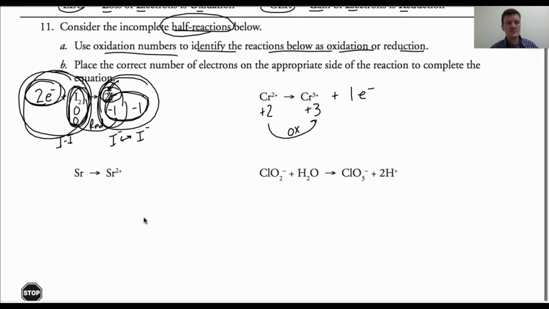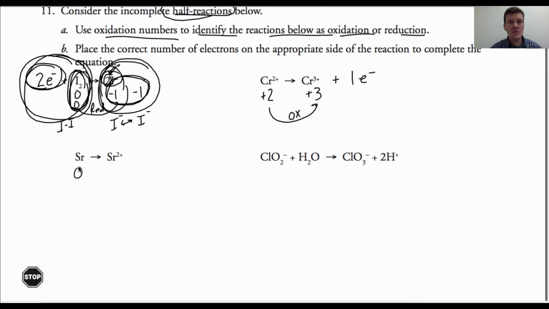Okay? Here, 0, and then it goes to a +2. Remember, this is only half of the reaction. What half is it? It's going from 0 up to 2. Gaining in its oxidation number means it's oxidation. How far did it go up? It stepped up by 2. That means it must have lost 2 electrons.